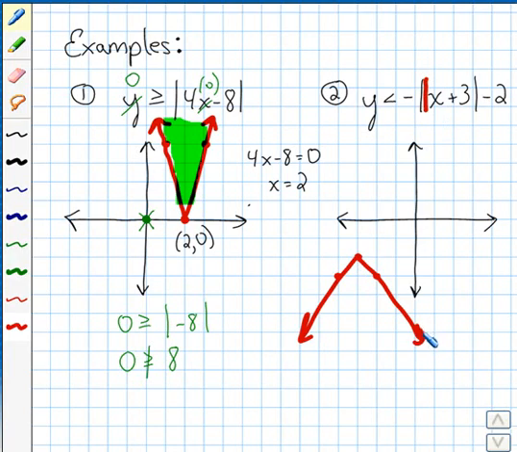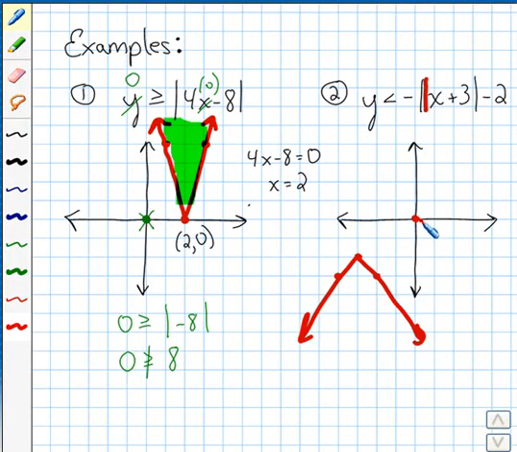Now let's pick a test point. Again, I keep coming to 0, 0 because it's the easiest. You don't have to choose 0, 0, but it's very easy to plug in. The time you would not want 0, 0 is if your V actually sat on that 0, 0. So maybe the vertex is there, or maybe the graph passes through 0, 0. So don't choose that point if it's on the V.